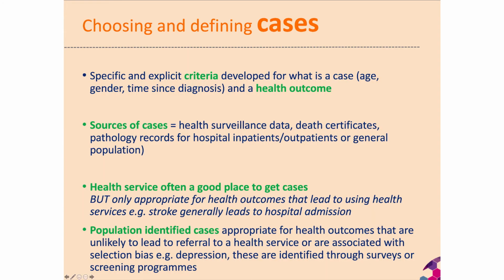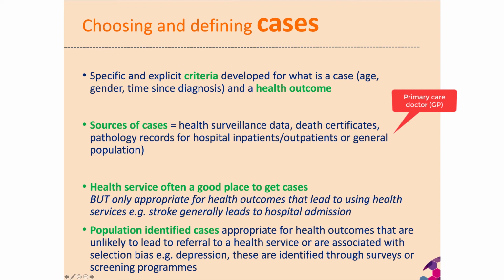So how do we choose and define cases? We again have to be specific and explicit about the criteria we are going to use to choose what is a case and what is not: what age group, what gender, time of diagnosis, time since diagnosis, and how are we going to define the health outcome? How is it measured? Is it measured because the person tells us that they have a cancer? Is it because we've gone and talked to their GP or hospital consultant or other doctor? Or is it that we have looked at medical notes?